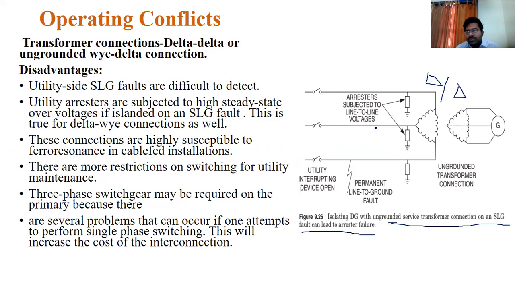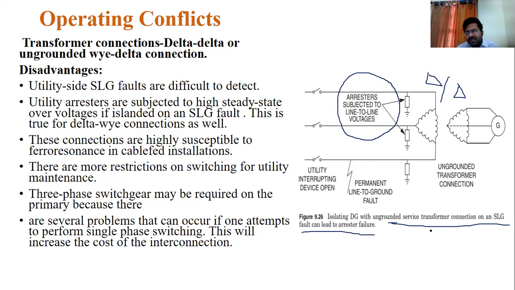arrester failure. So whether there is a fault in the system, you know that failure, we have to maintain a separate protective scheme at the same time. For the transformers also, sorry, for these DGs also we are going to maintain different types of protective schemes to protect the transformers and all other things, to protect the feeders. So different types of protective schemes are available. One of the protective devices they are using here is some arrester.